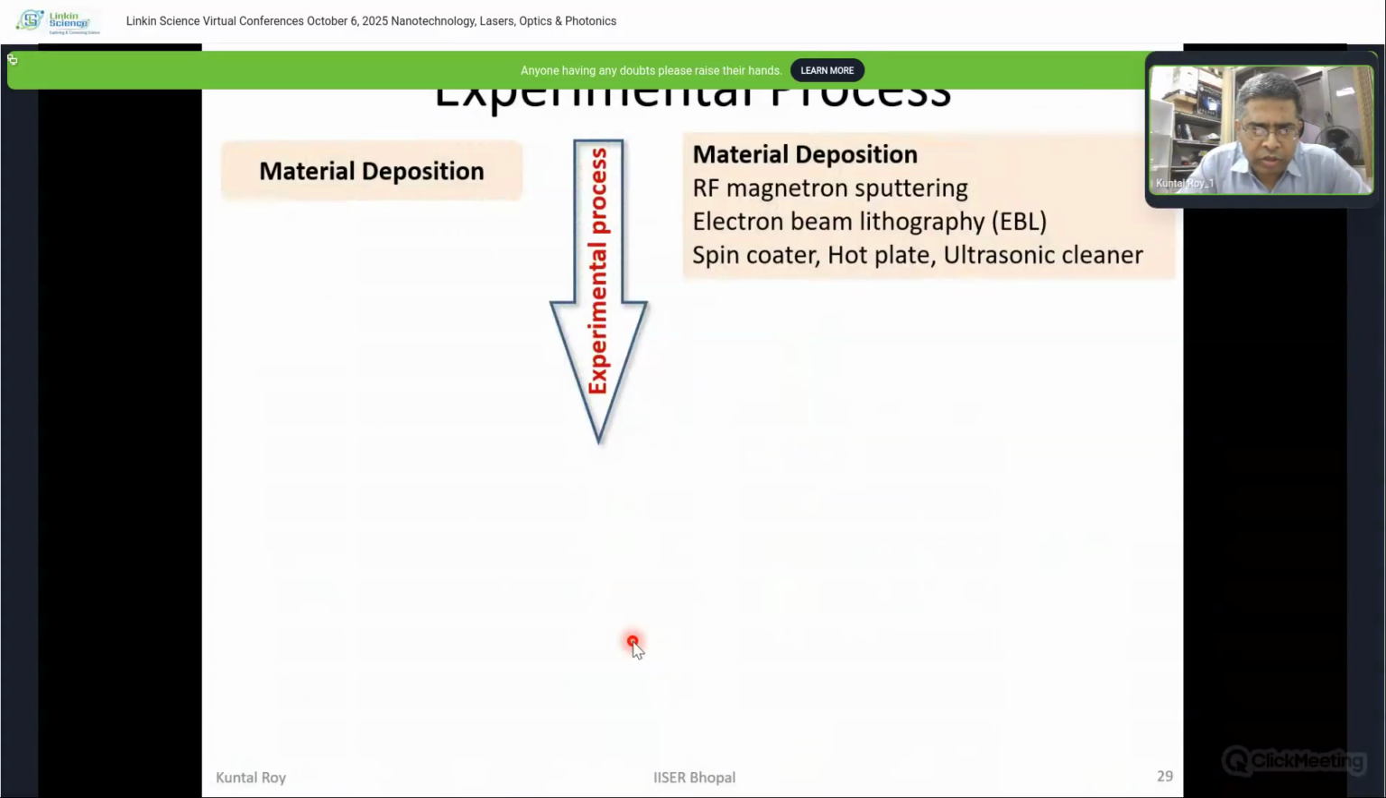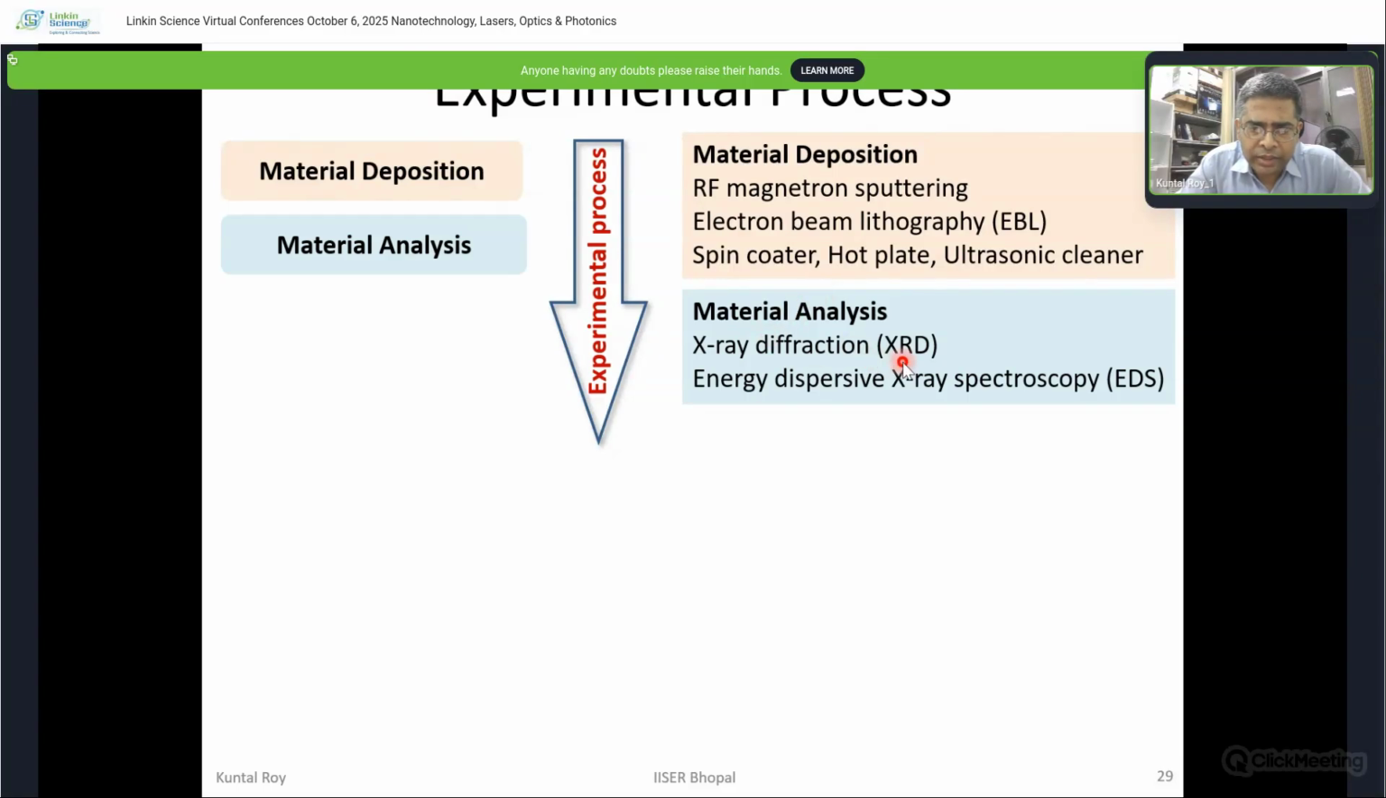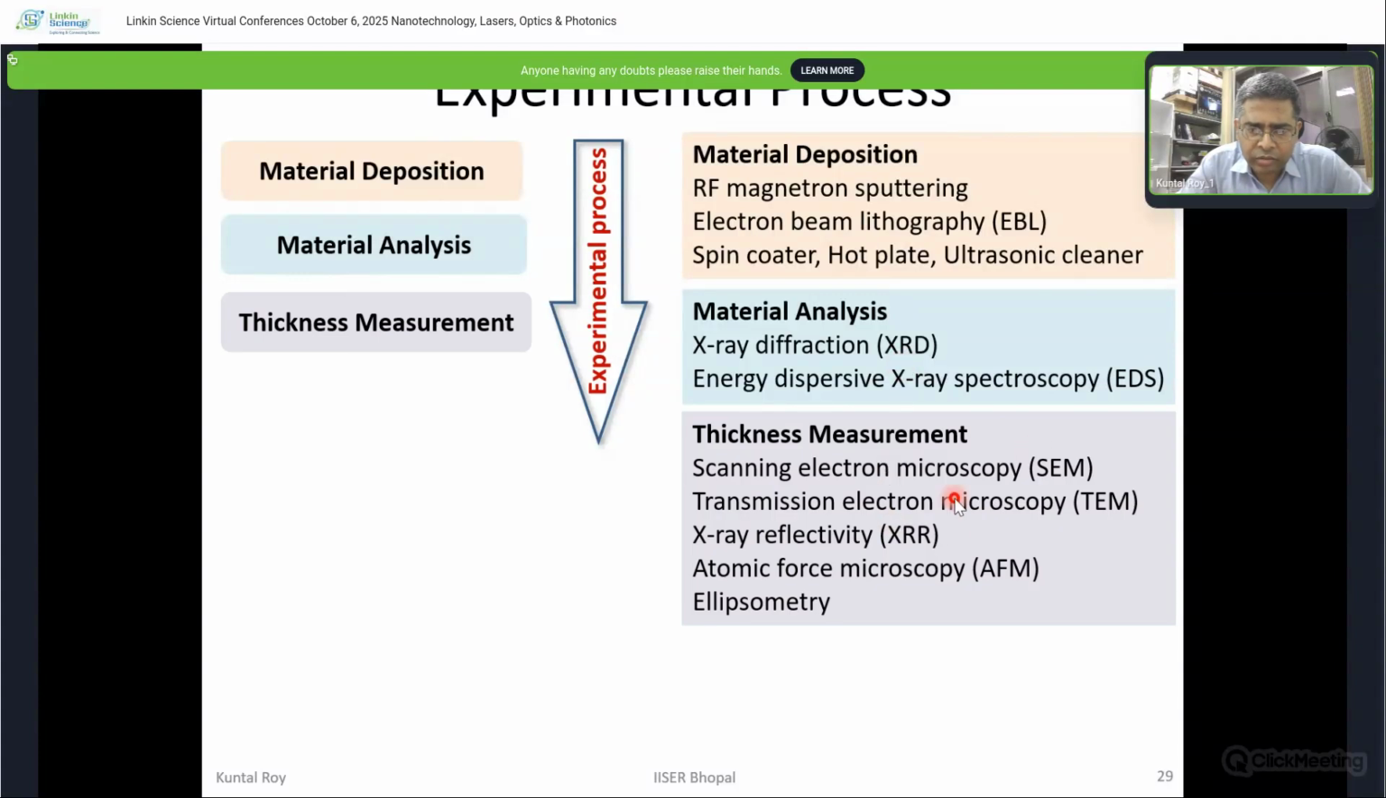In our experimental process, initially we deposit the materials using RF magnetron sputtering, which can go to the nanometer regime, and for patterning we use electron beam lithography. Then for material analysis, we do X-ray diffraction and energy dispersive X-ray spectroscopy. For thickness measurement, we use scanning electron microscopy, transmission electron microscopy, X-ray reflectivity, ellipsometry, and atomic force microscopy. Several things we can do. I'll show some results on XRR and ellipsometry.